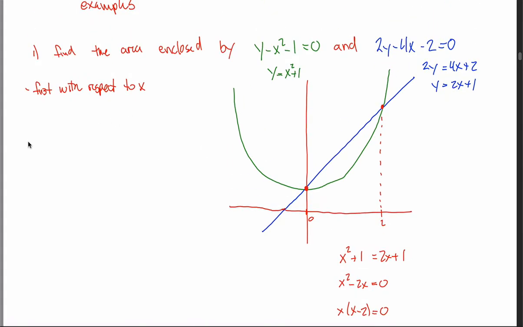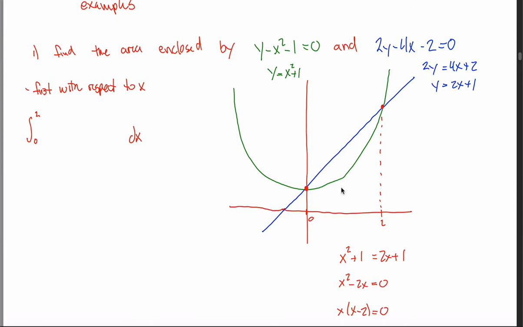So if I'm going to integrate with respect to x, I'm going to integrate from 0 to 2. And then what I need to do is take the height of the blue rectangles and subtract the height of the green rectangles. Well, to figure out the height of the blue rectangles, what I need to do is know the y coordinate of this curve for any given x coordinate, for whatever rectangle I'm looking at. So what I've got to do is solve this equation for y. Conveniently, I've already done that.